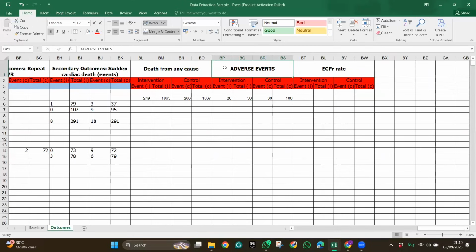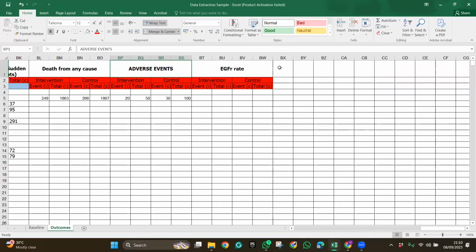I wrote adverse events just as an example, okay? Let's say the study reports only adverse events. It does not specify what kind of adverse events. It has just written adverse events. That's why I wrote adverse events as an example. But if it has specified what type of adverse events there were, then you're obviously going to make separate columns for them. You're going to write a separate extraction sheet, and you're going to extract separately the data for those outcomes.